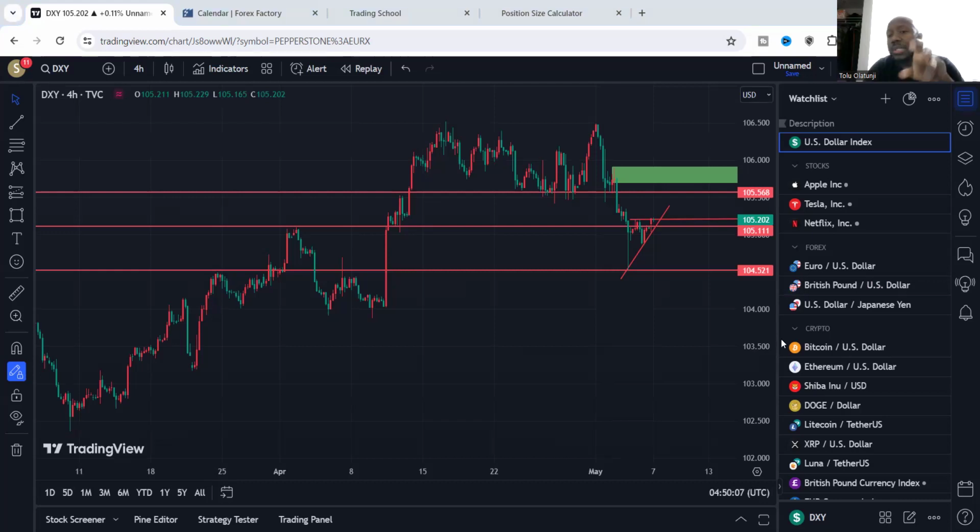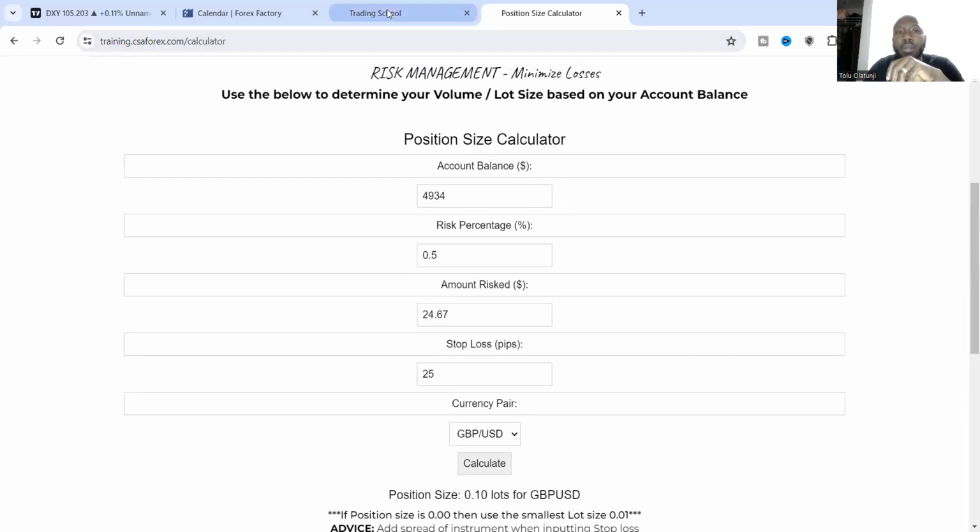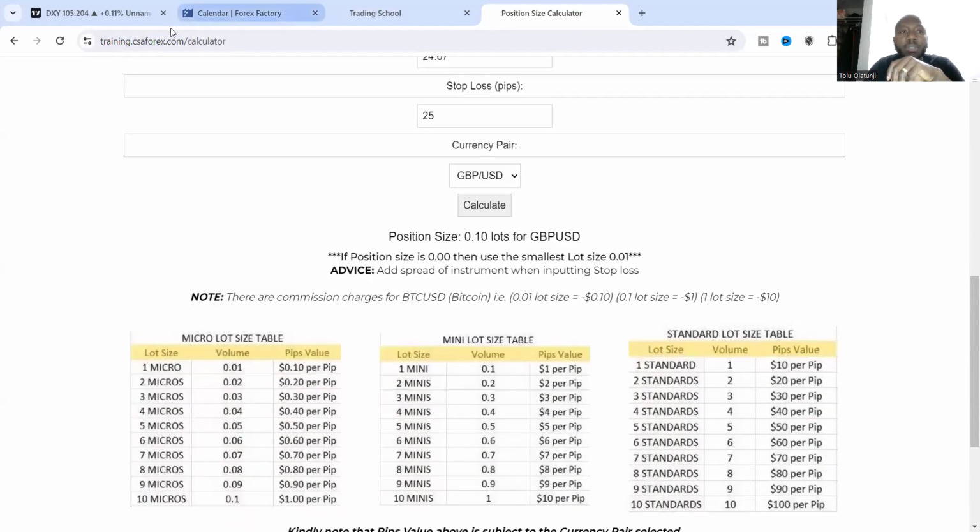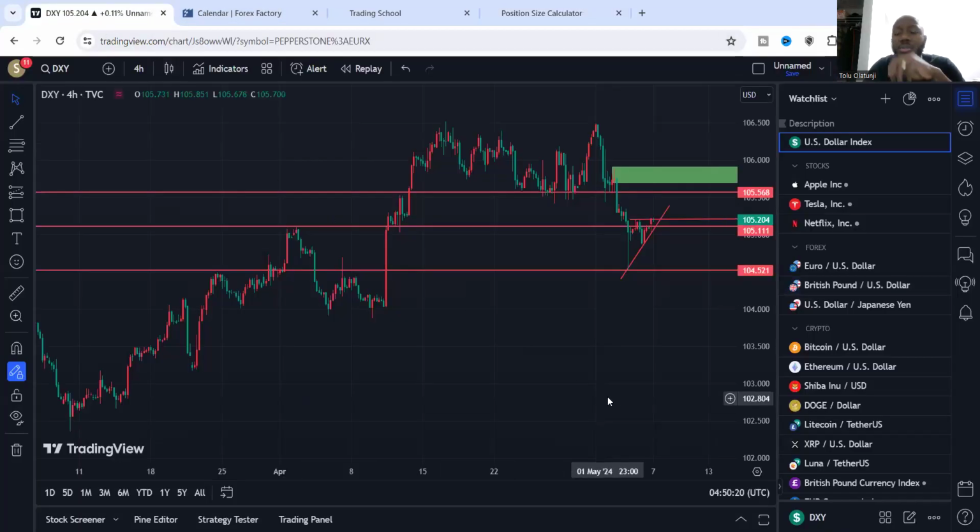Trade safely, protect your account, use stop loss, calculate your risk management appropriately. We have a position size calculator here on the school, so you can get that here and do your calculation, right? So do what you need to do. Make sure that your account balance doesn't get depleted heavily. So use the proper volume lot size accordingly.